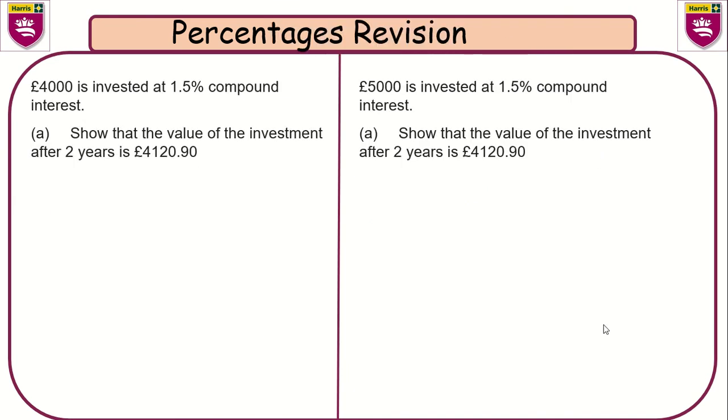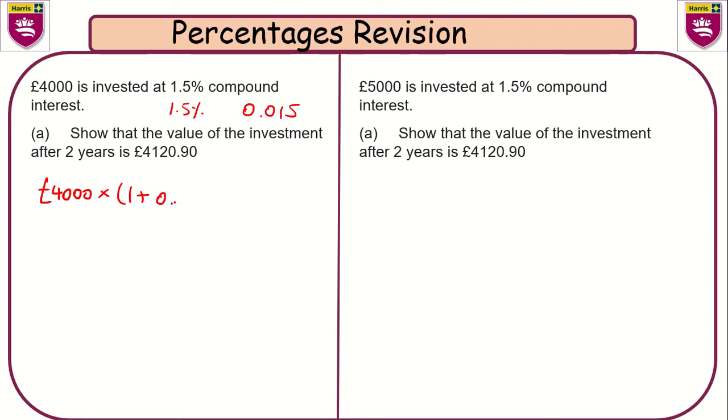Right, £4,000 is invested at 1.5% compound interest. That's great. The question is actually telling us we're going to be using compound interest. Show that the value of this investment after 2 years is going to be £4,120 and 90 pence. So this question simply is asking you to show the workings out of what you're supposed to be doing when it comes to compound interest. Okay? Now, so we have 4,000 times 1 plus 1.5% as a decimal. So we're going to have 0.015.